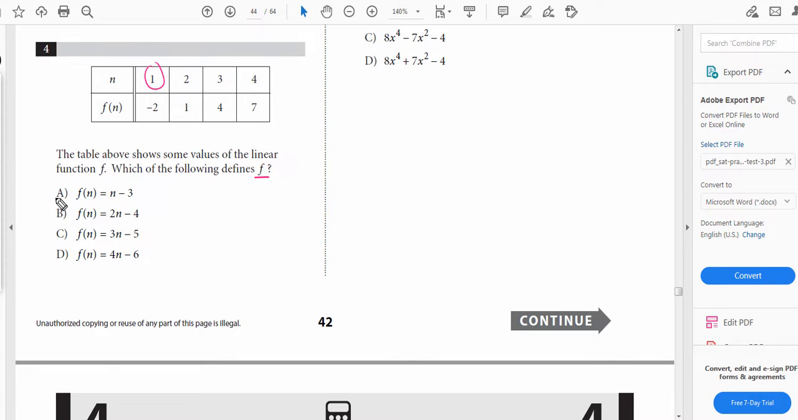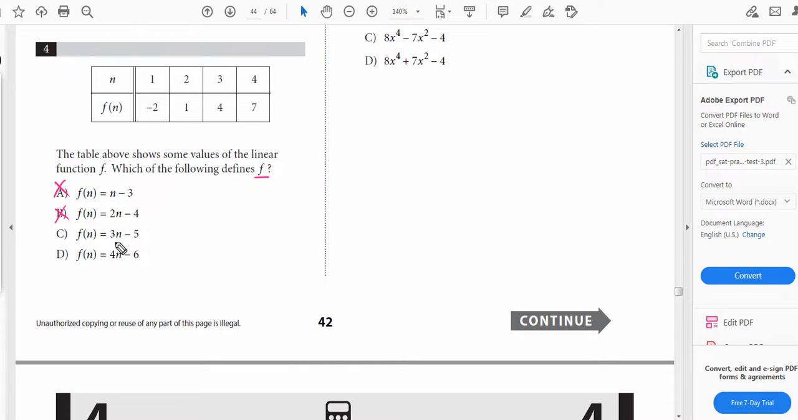Alright, so let's try 1. So in option A, if I insert 1, I'll get -2, so it is correct. If I insert 2, I should get 1. No, I'll get -1, so this is wrong. Now let's do the trial and error on this one. So if I insert 1, I'll get -2, okay, but if I insert 2, I'll get 0, so this is not the option.